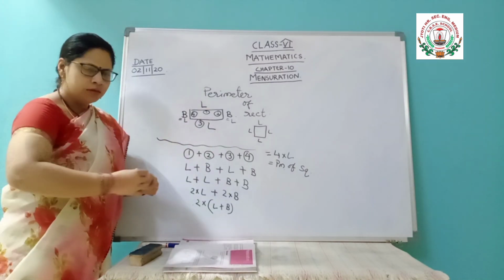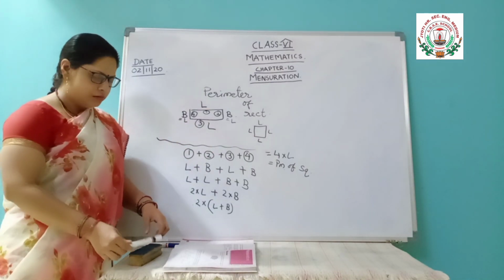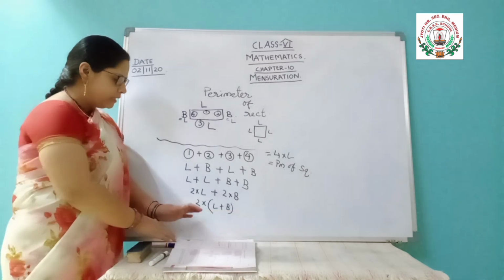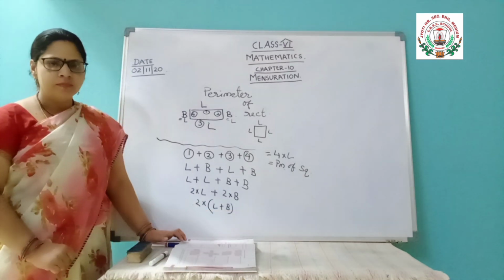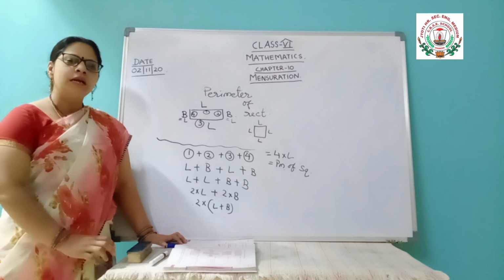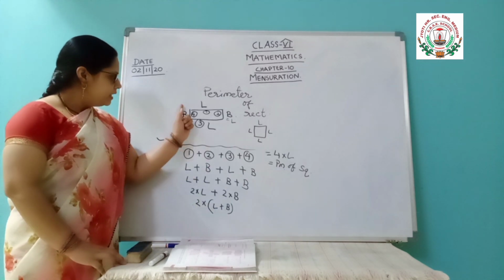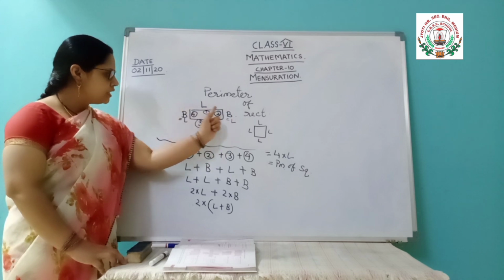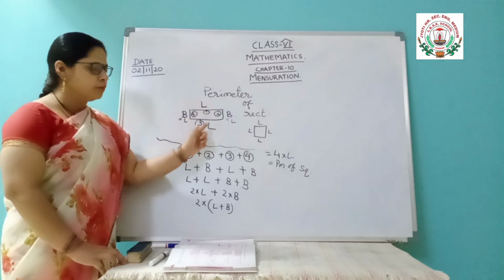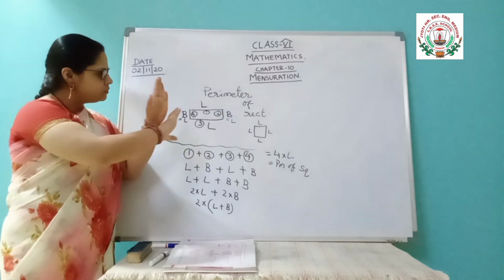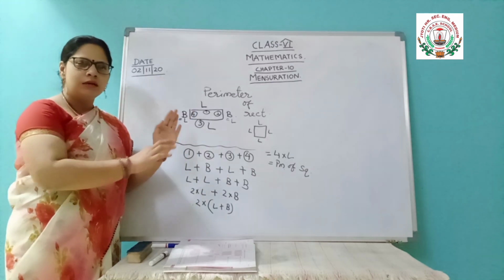Now, taking this, the concept of perimeter can be concluded. That is, what is perimeter? The definition also must be clear to you. What is the definition of perimeter? Perimeter is the distance covered all around. All around मतलब पूरे तरफ से, हर तरफ से.